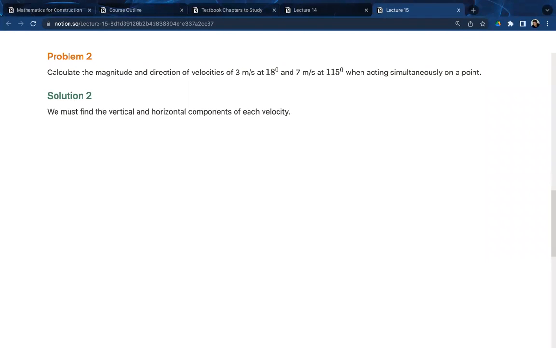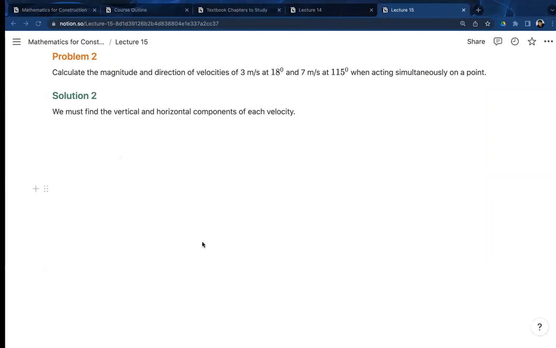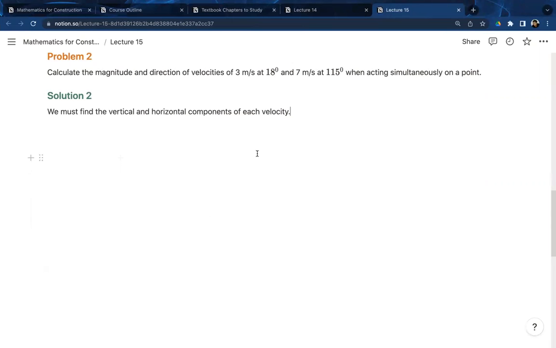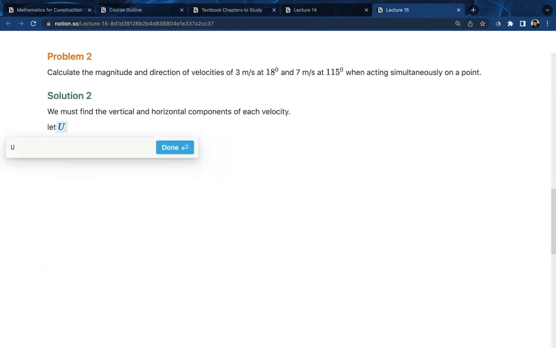Okay, so the book here calls them F1 and F2, but we could call them U and V, right? We could use two letters. Let U equal the 3 meters per second.